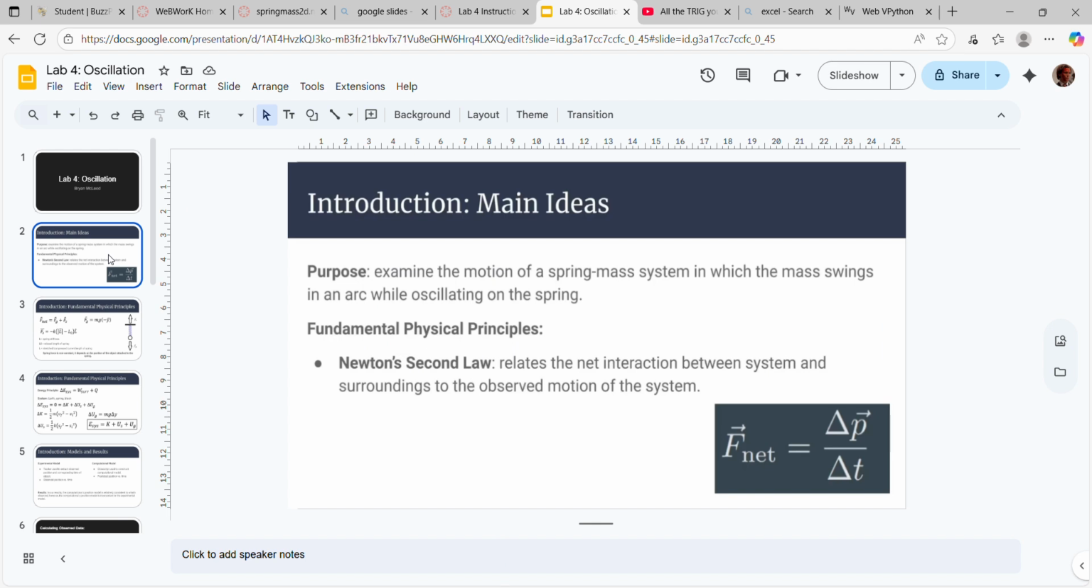Alright, so we're talking about Lab 4. So what's the purpose of Lab 4? We can examine the motion of a spring mass system in which the mass swings in an arc while oscillating on the spring. The fundamental principles are Newton's second law.